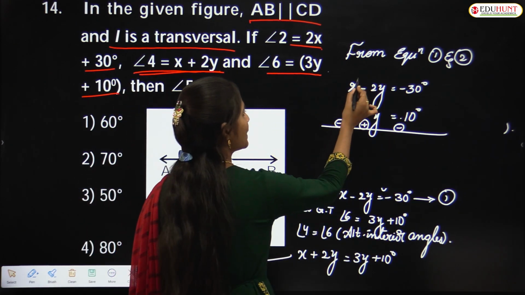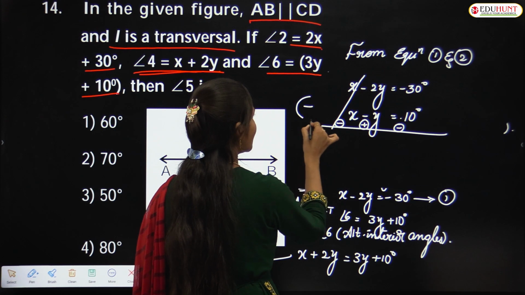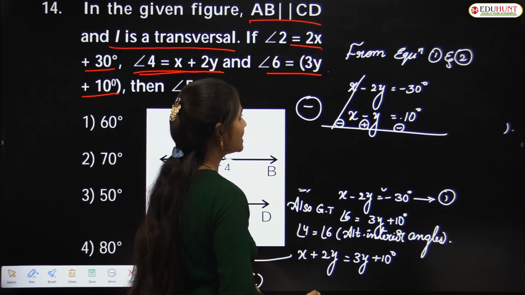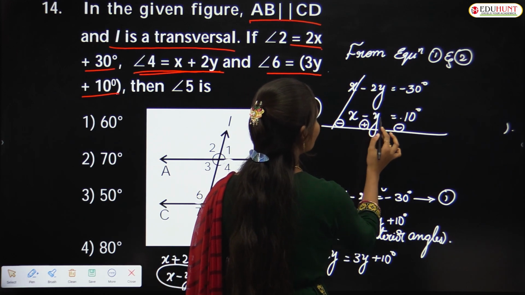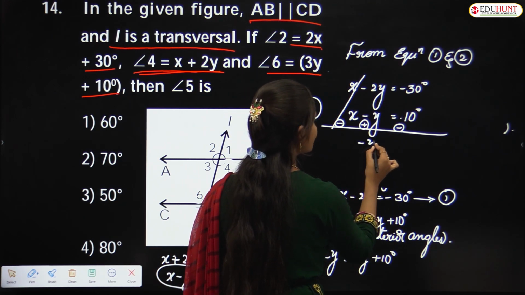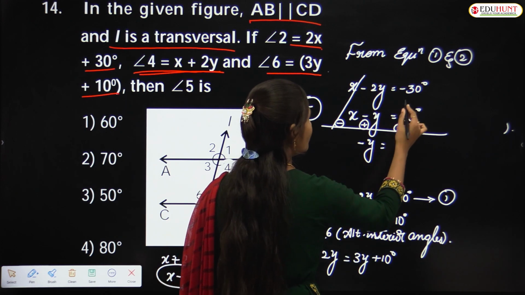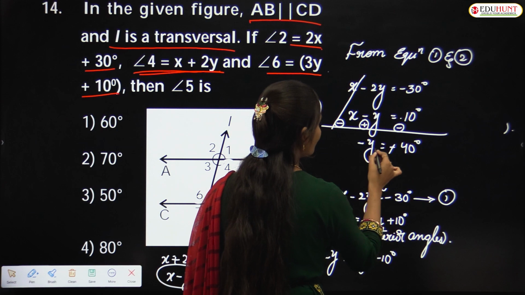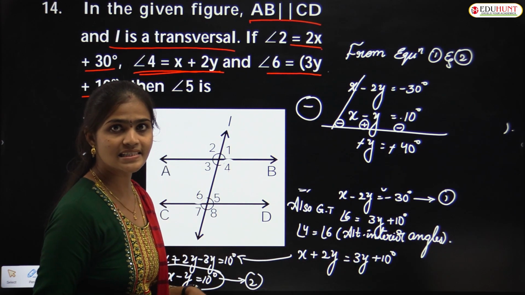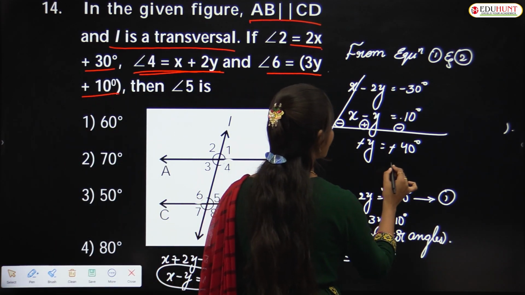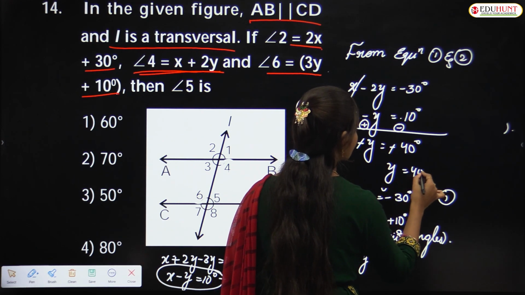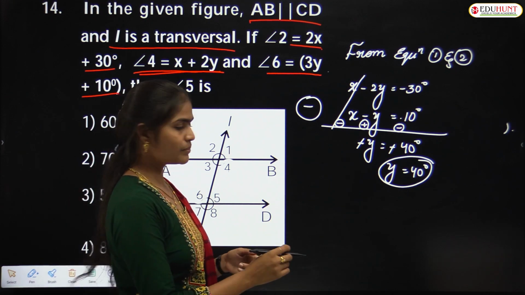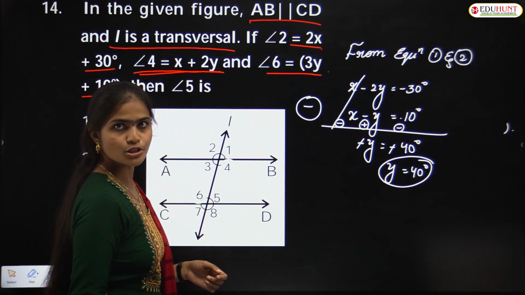So plus x and minus x get subtracted. Minus 2y plus y is minus y, which is equal to minus 30 minus 10, that is minus 40 degrees. Both sides have a minus sign, so those cancel. That's why y is equal to 40 degrees. So here we got y is equal to 40.